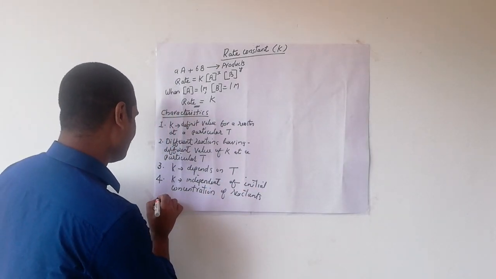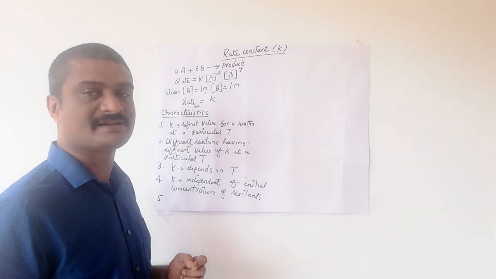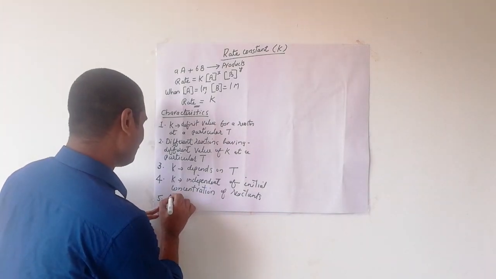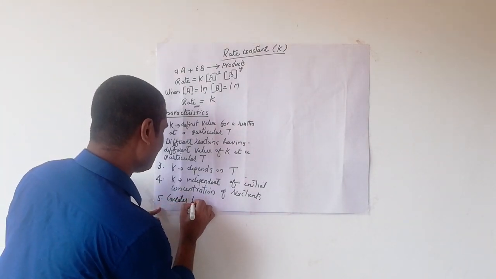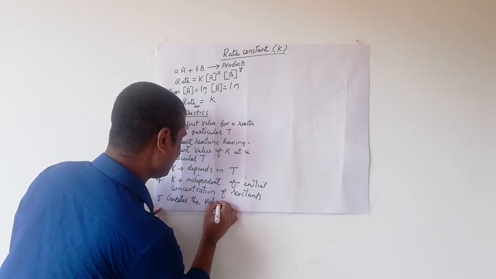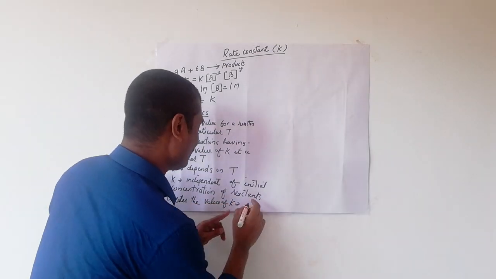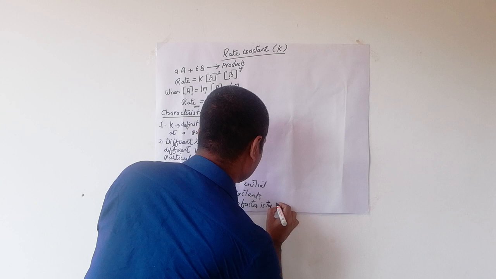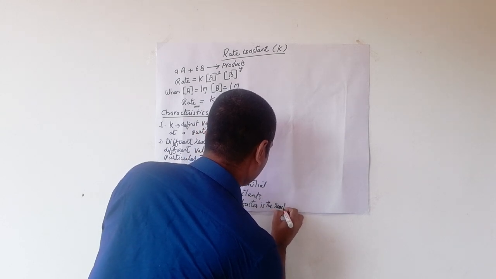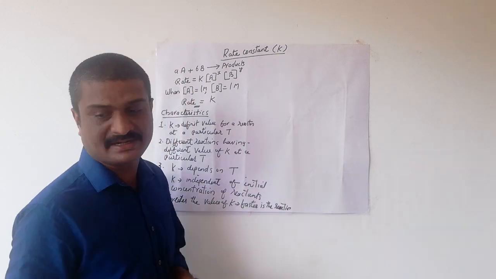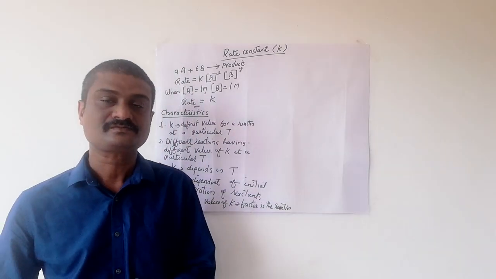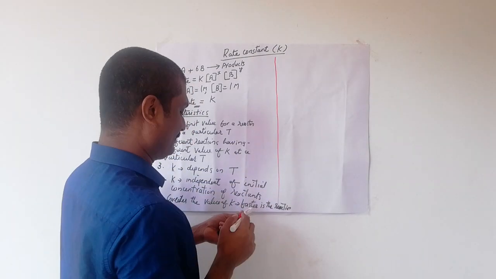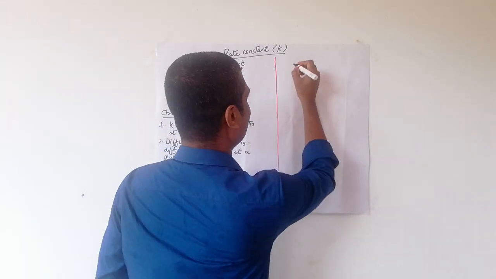And the next point, the value of K is a measure of the speed of the reaction. That means the greater the value of K, the faster is the reaction. These are the main characteristics of rate constant. Okay, next, units of rate constant. Please listen.